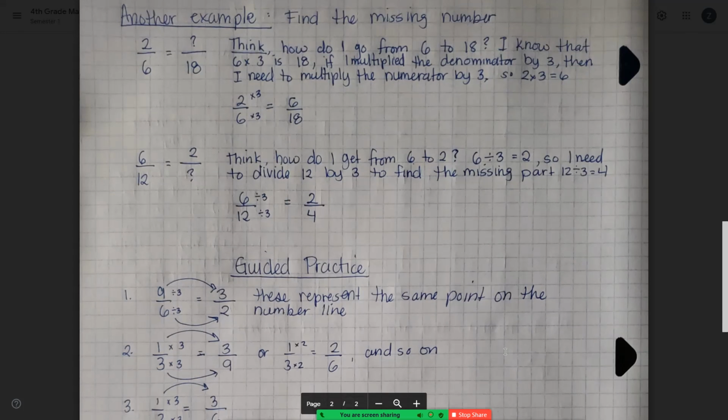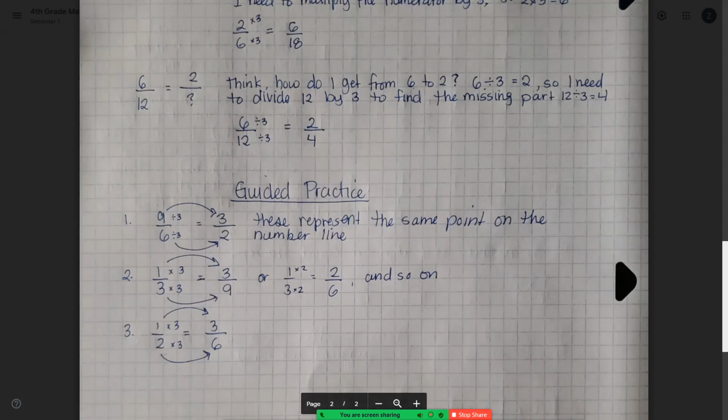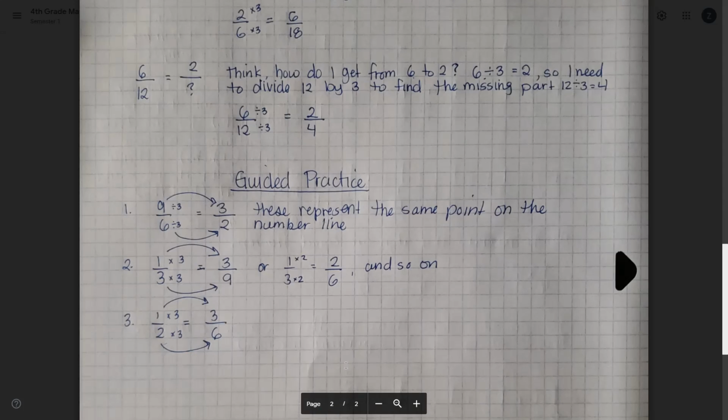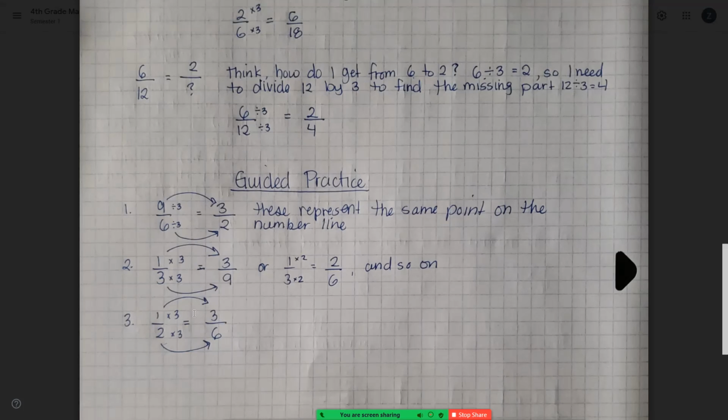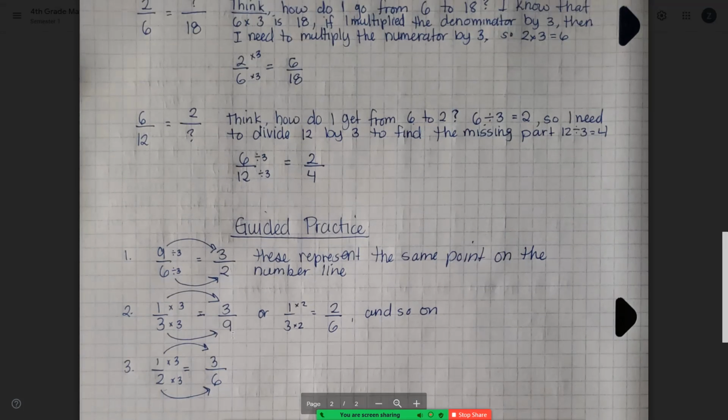So 1/3, they're asking you to find an equivalent fraction for 1/3. You can multiply by 3 like I did here, which makes 3/9, or you can multiply by 2 to make it 2/6, and so on. You could have multiplied by any number as long as you were doing it to both the top and the bottom. And number 3, you have 1/2. They asked you to find an equivalent fraction. So 1/2, I multiplied by 3 with the top and the bottom. 1 times 3 gave me 3, and 2 times 3 gave me 6. So 1/2 is equal to 3/6.